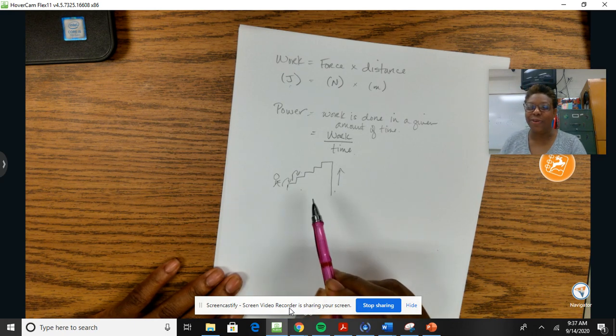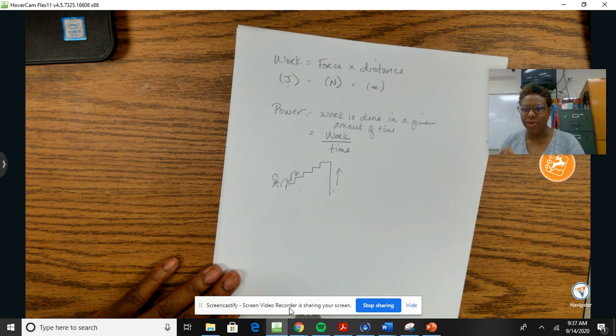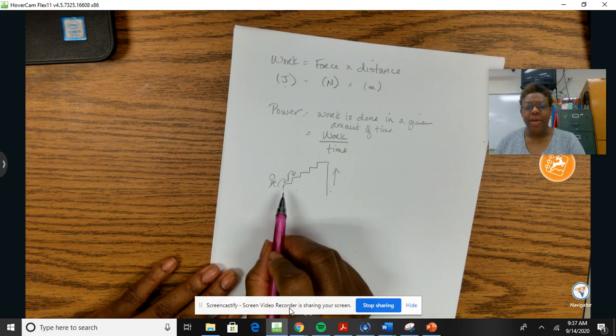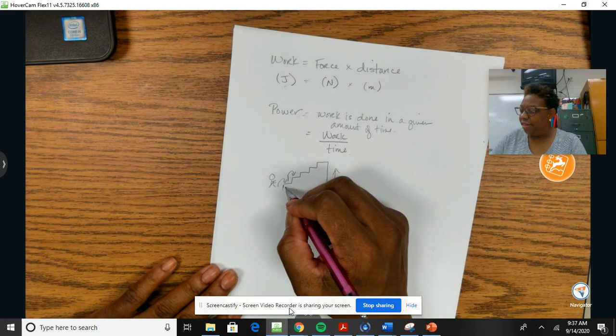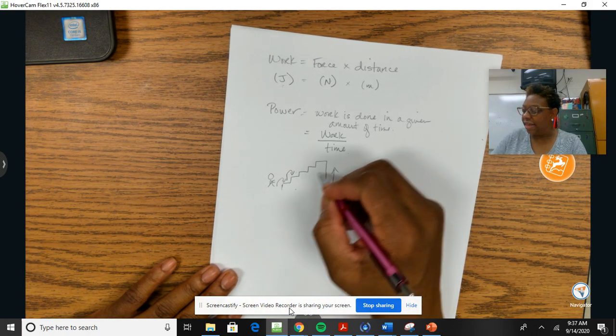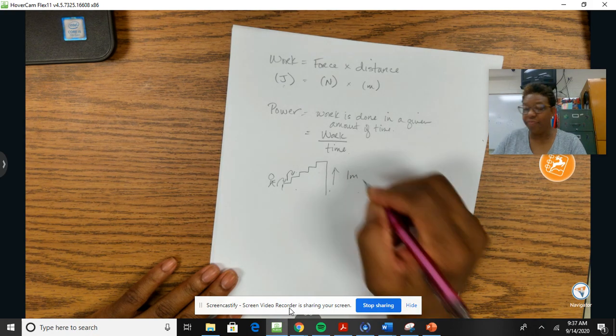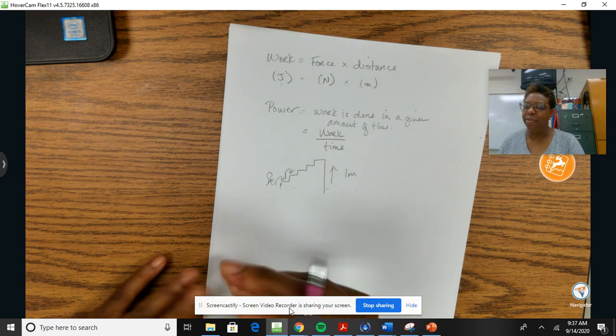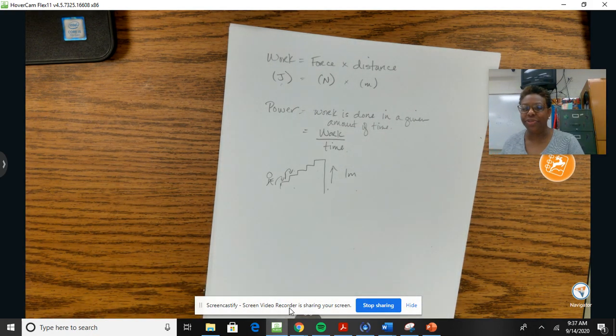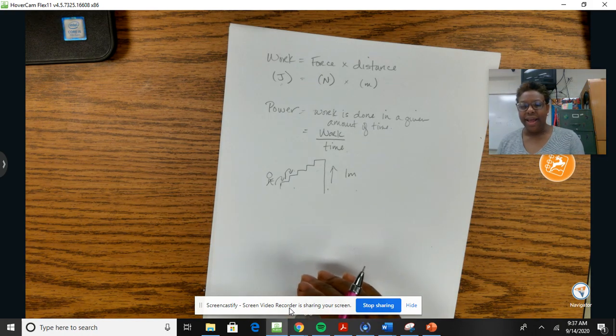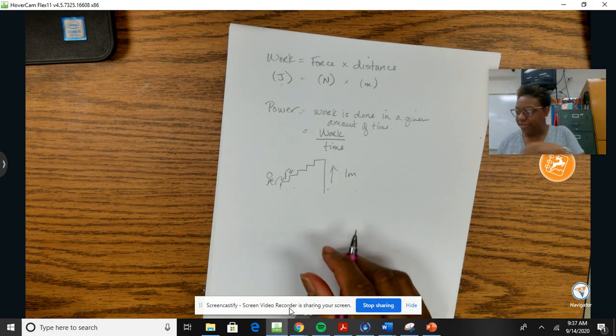You can try this at home or challenge your little brother or sister. Please don't hurt yourself. So if the same number of steps, so let's say this is a distance of 1 meter, okay, that is being traveled. And if we were in class together, we would go out in the bleachers, out in the stadium, and take some measurements and time ourselves, actually.